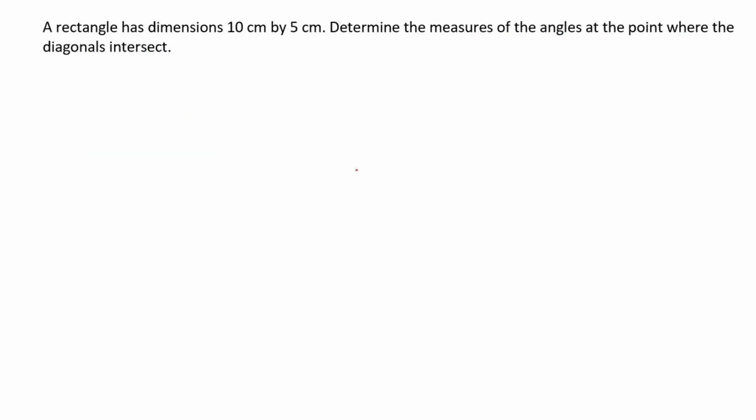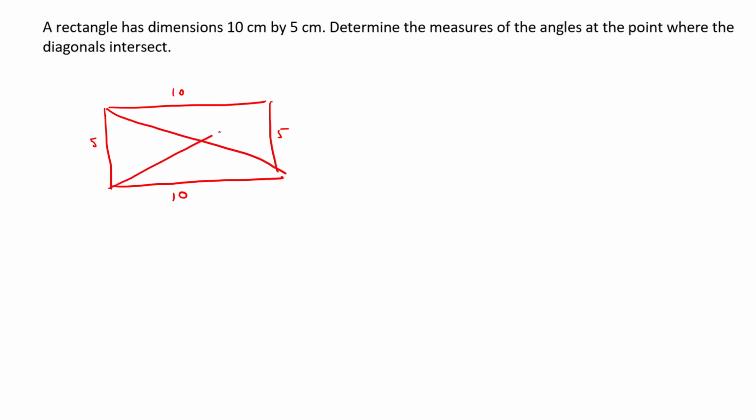Second problem. These go in order of the worksheet. So here we've got a rectangle, and they're telling us it's 10 by 5. So let's start by drawing that. 10 by 5. Of course, we know the opposite sides are going to be congruent. Determine the measures of the angles at the point where the diagonals intersect. So let's draw the diagonals. In other words, we're looking for these angles. And really, we just need to find one of them, because as soon as we find one, we know all four. Now we just need to think, how can I apply trigonometry?